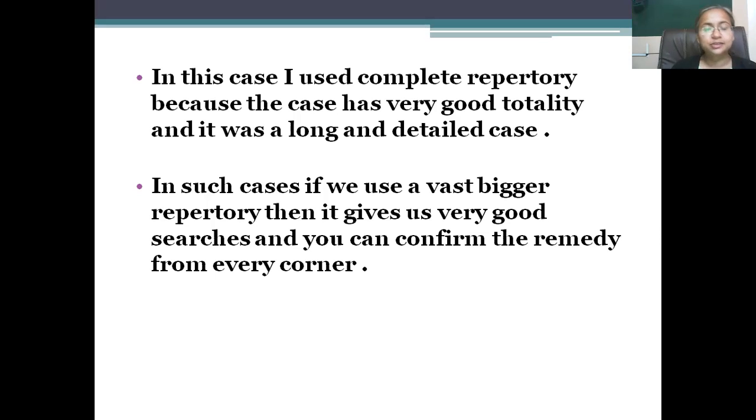In this case, I used complete repertory because the case obviously had very good totality. It was a detailed case, and in such cases, if we use a vast, bigger repertory, then it gives you a very good search, and you can confirm your remedy from every corner, from every aspect of the case.